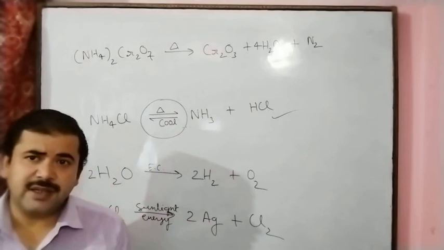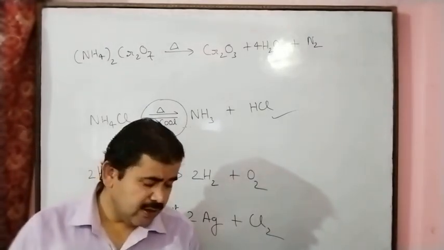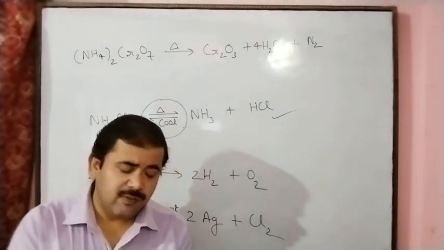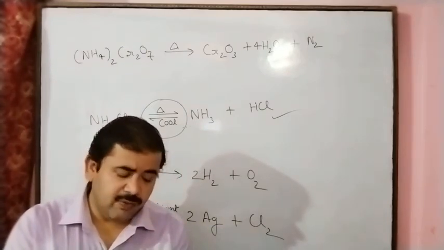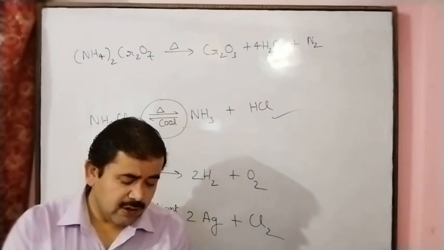So here we can see zinc carbonate. In the industry, from zinc carbonate, by giving the heat energy, we get zinc oxide and carbon dioxide. FeCO3, by heating, we get FeO and carbon dioxide.